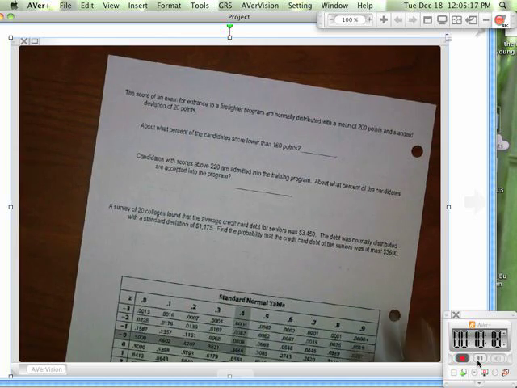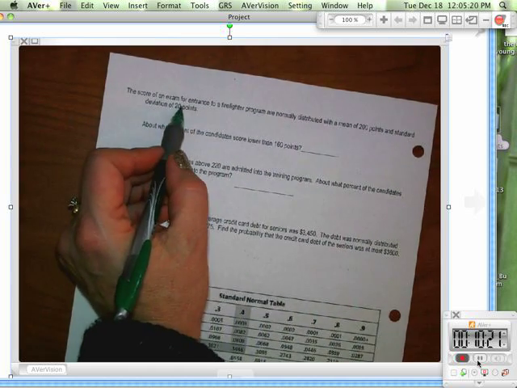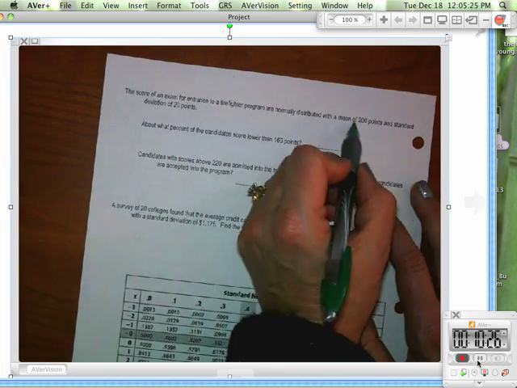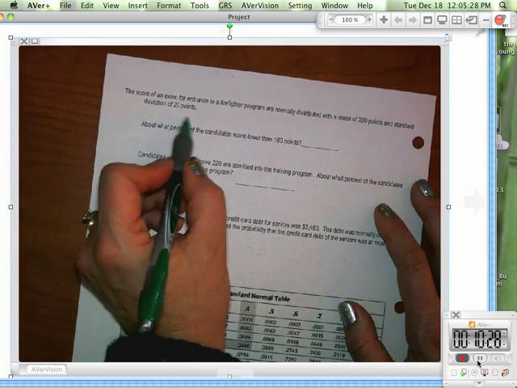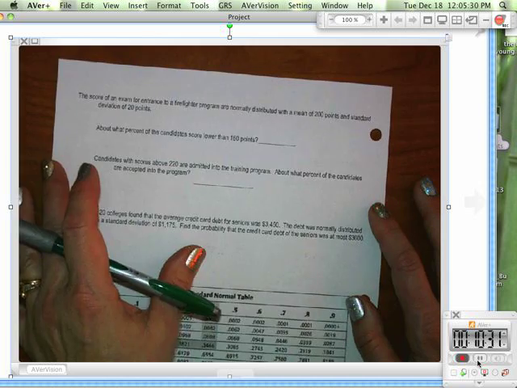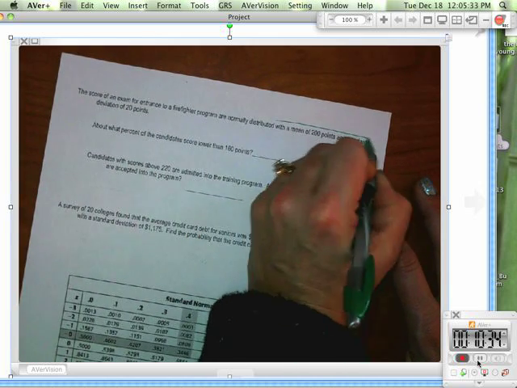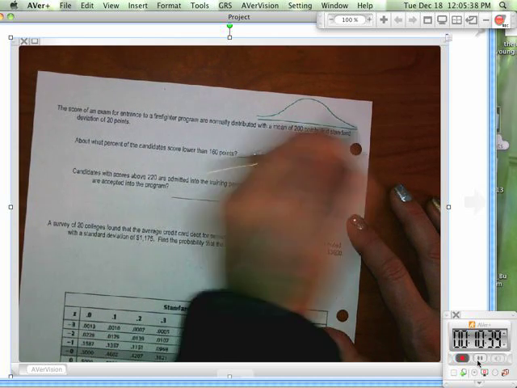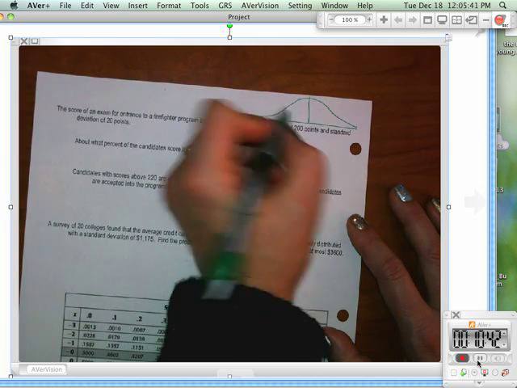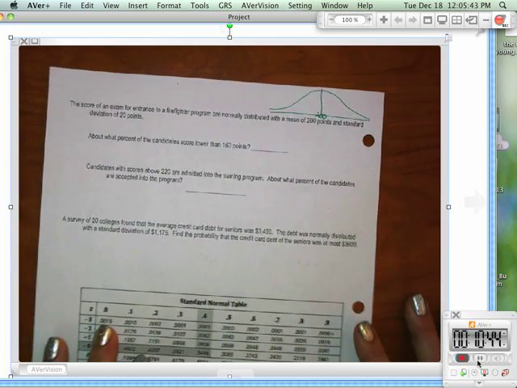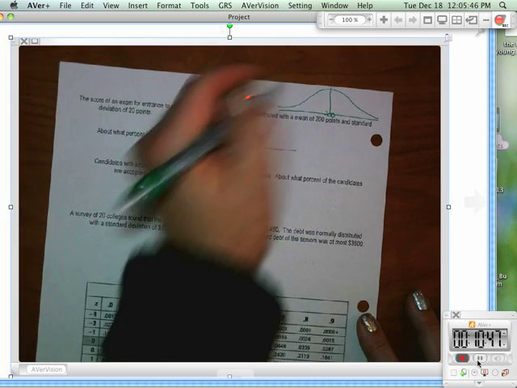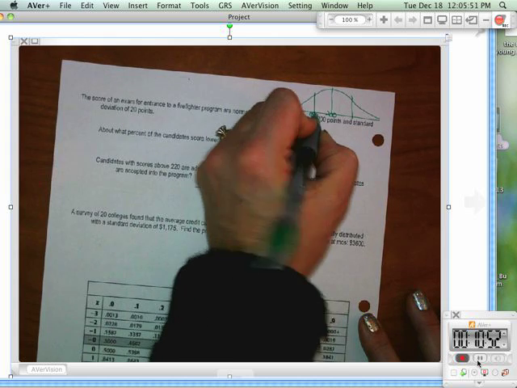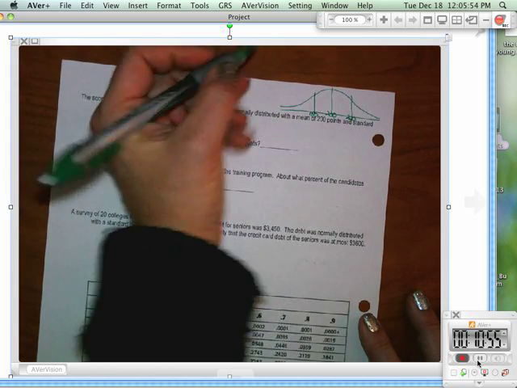Okay, so let's look at this. The scores of an exam for entrance to a firefighter program are normally distributed with a mean of 200 points and a standard deviation of 20 points. So if you want to draw a little bell curve for yourself so you can visualize, if you need to, what exactly this might look like. So here your mean is 200, all right? And it says it's a deviation of 20 points. So it's going to be 20 points this way and 20 points this way. So this would be 180 and this would be 220. And remember, this is the 34%.